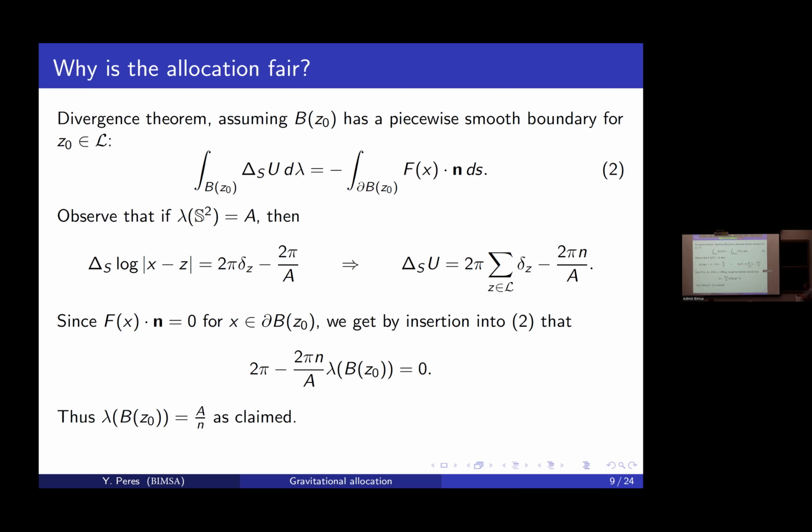So when we integrate, this part will give us 2 pi. And this part, the curvature correction, will give us 2 pi n over A times the area we're integrating. So in the end, just from the divergence theorem, we get an equation that we can solve that says that the area of the basin will be exactly the total area over n.